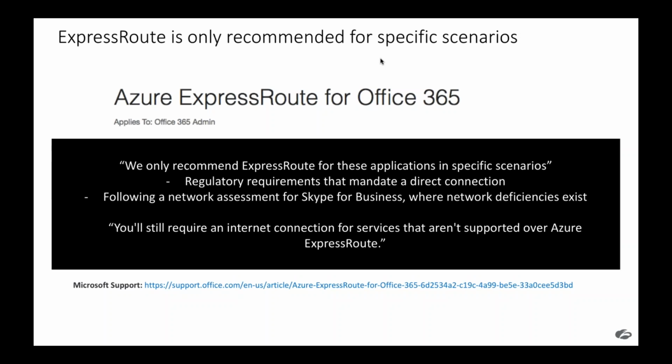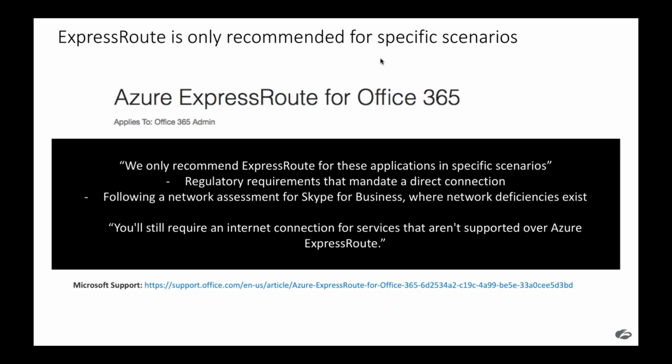So the first scenario is where there is a regulated requirement that mandates a direct connection. Now, some of you may be in public sector today. If that's the case, there may be certain requirements that you face that might mandate that. However, for most of you, that will probably not be a requirement that you'll come up against. And the second thing is maybe where your network latency and your performance is so bad that Skype for Business is not going to provide a usable experience.